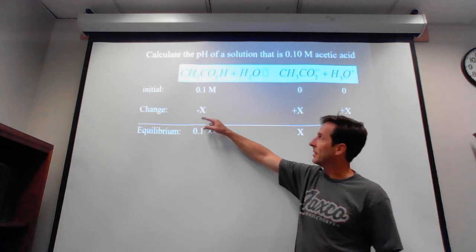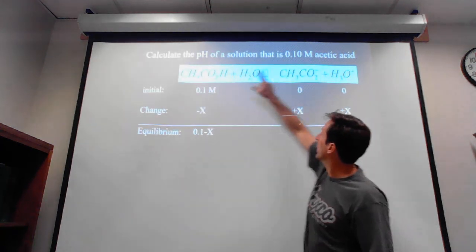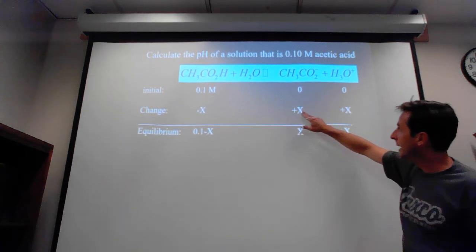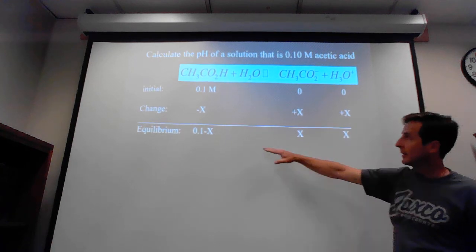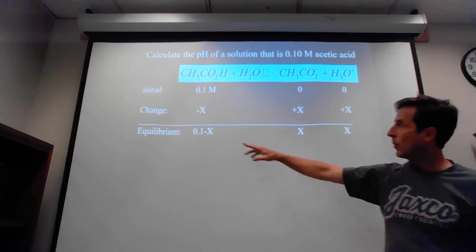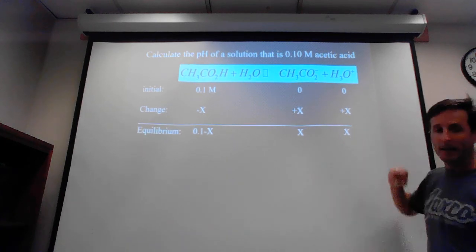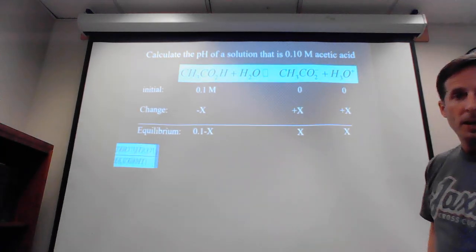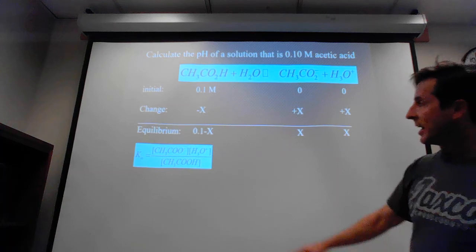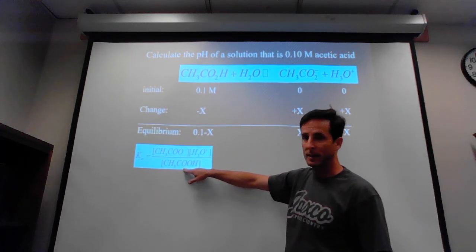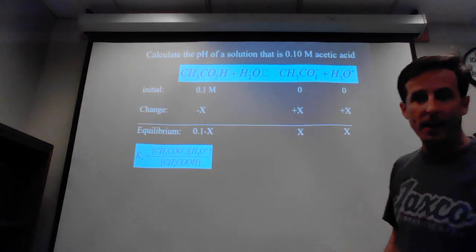Well, all I do know is that the number that break up here is a 1 to 1 to 1 reaction. So I'm going to lose X here, but I'm going to gain X here and here. So then I can break down my values. I get 0.1 minus X for the acid. I get X for the acetate and X for the H3O+. I can take those numbers and set up my equilibrium expression. Acetate times H3O+ over acetic acid equals Ka.